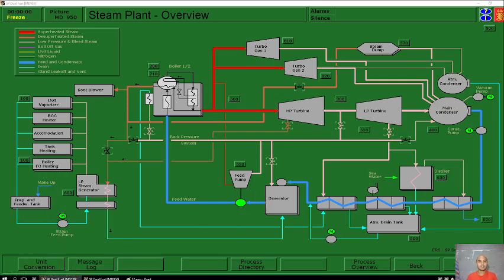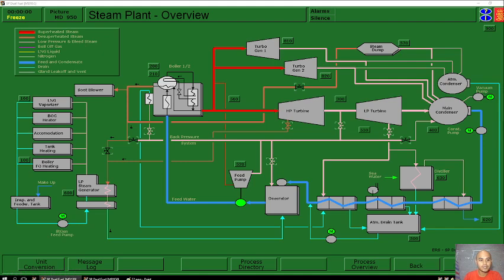So this is a steam plant overview. We will explain how steam flows in a steam turbine diagram. Let's check the colors first. The bright red is the superheated steam or dry steam, and the pale red is the desuperheated steam or wet steam. Pink is low pressure and bleed steam, so it's steam that is already used.